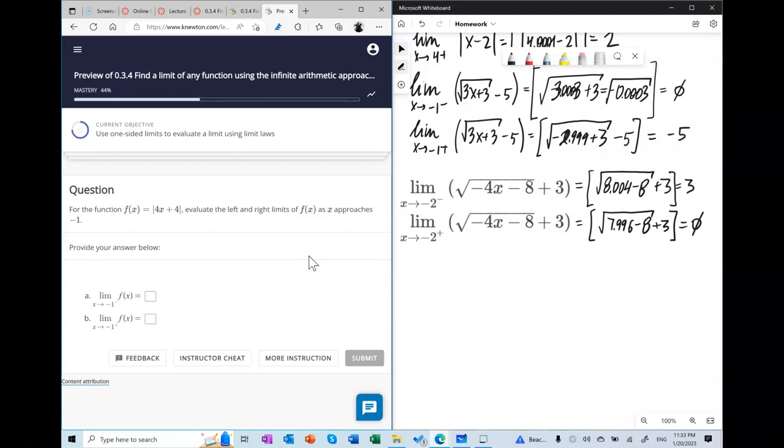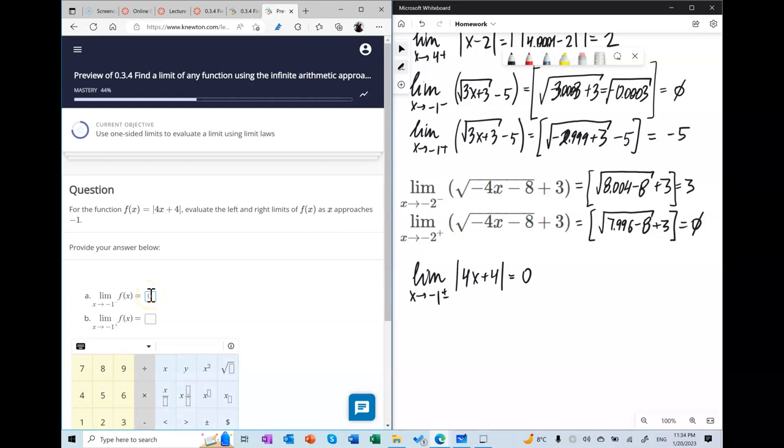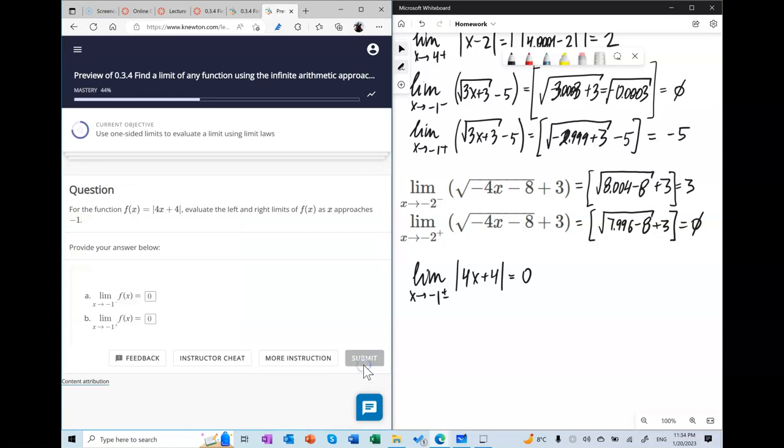In this case, I can tell you right away that since the square root of 4x plus 4 is a continuous function, evaluating the limit of it is just the same as plugging in -1. So when you plug in -1, the answer is 0. That means it doesn't matter if it's a plus or minus here, the answer will be 0. So both of these answers are zeros.